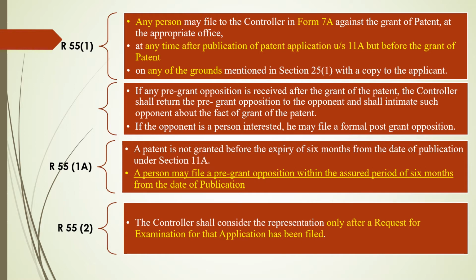Rule 55 again says, a patent is not granted before the expiry of 6 months from the date of publication. A person may file pre-grant opposition within the assured period of that 6 months from the date of publication. That is, the safe period is 6 months from publication before grant of the patent. Next, Rule 55 also says that the controller shall consider the representation only after request for examination for that application has been filed.